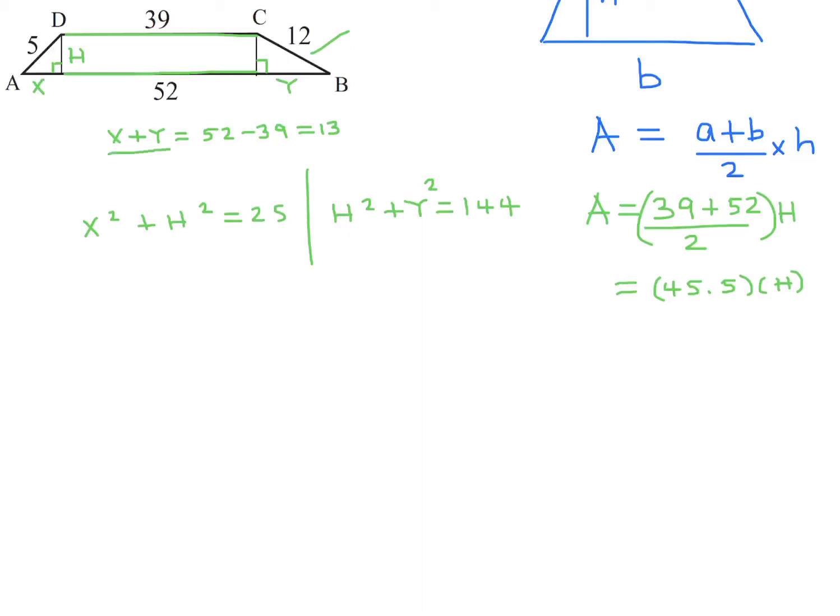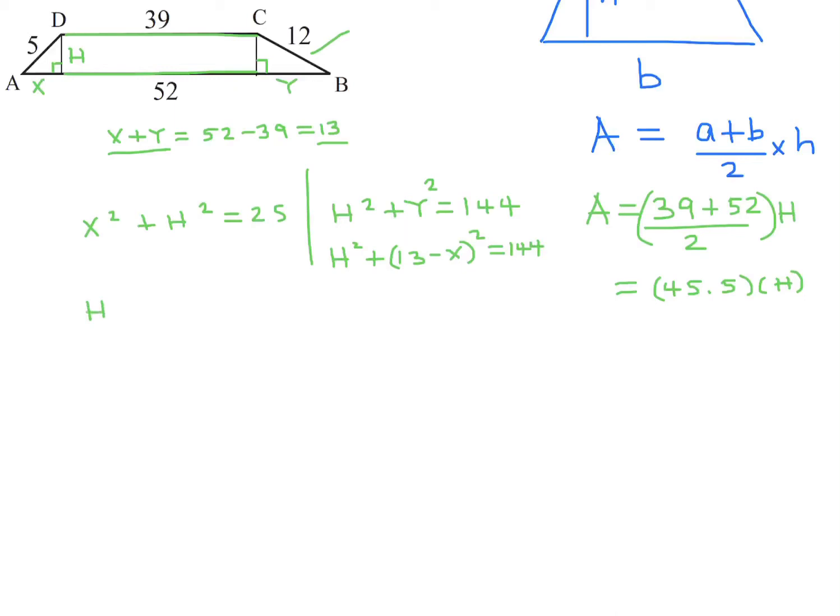And we know from here that x plus y is 13, so I can substitute that into here instead of having it in terms of y. I can put it in terms of x. So h squared plus (13 minus x), which is what y is, squared is equal to 144, like that. And I think at this point we can just solve this.